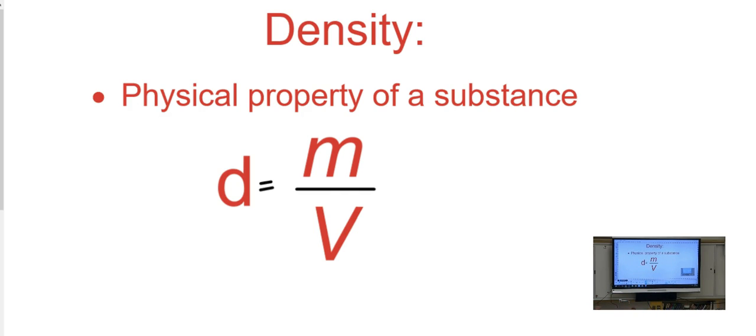Just a review of density. You've probably learned density in your life before. Raise your hands if you've seen density. All right. Have we talked about it in this class? Probably. Not much, but I bring this slide up because we're going to use it later.